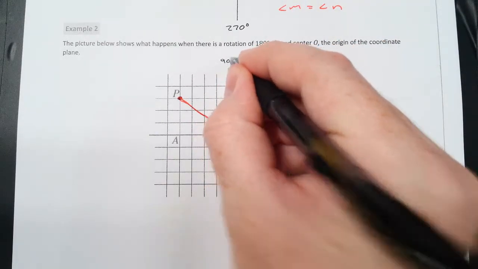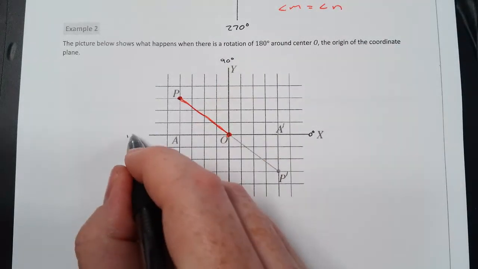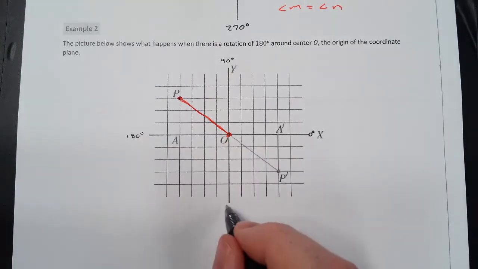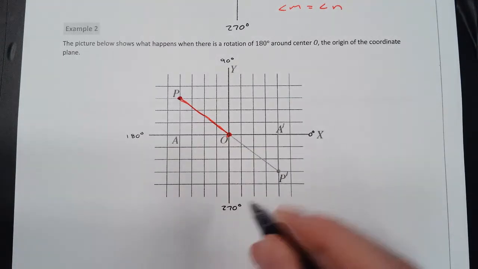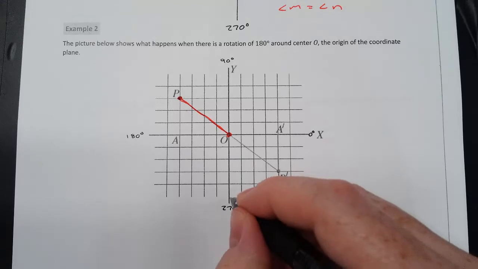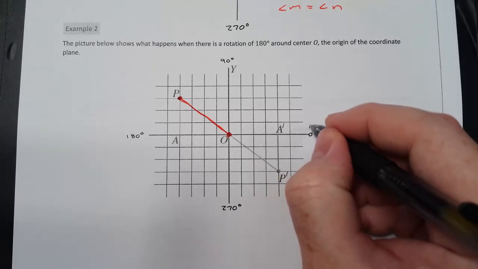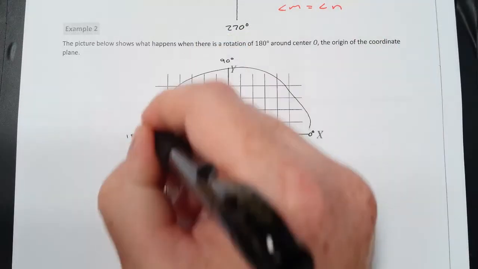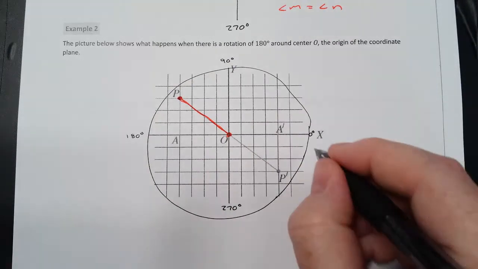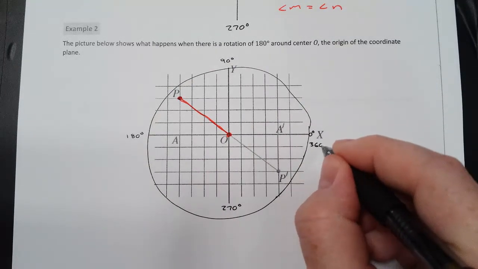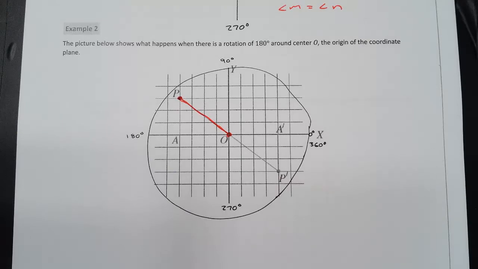Straight up is 90 degrees. Straight left is 180 degrees, and straight down is 270 degrees. All the way back, follow the circle all the way around. I'll even draw a circle here so you can kind of see what I'm talking about. 0 degrees is also 360 degrees. So we can use those degree measurements to rotate by 180.